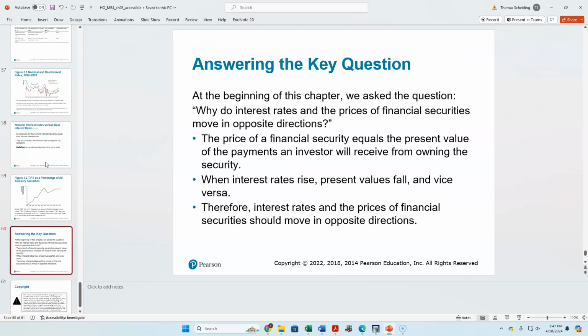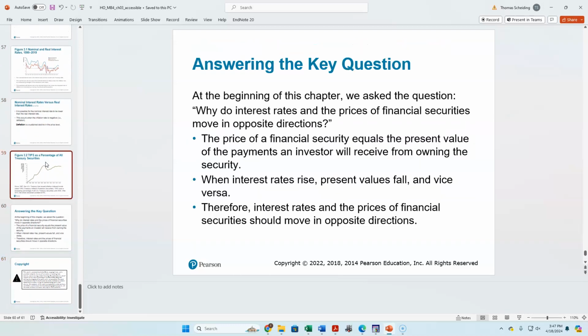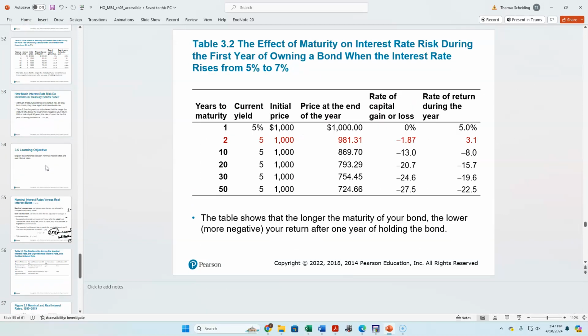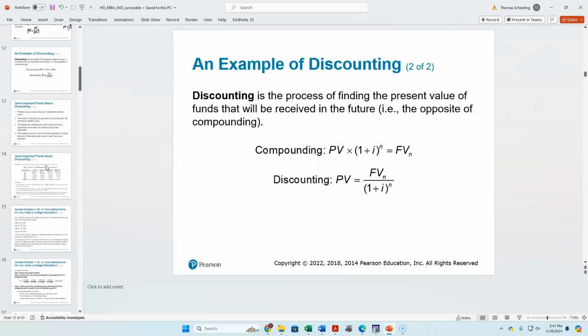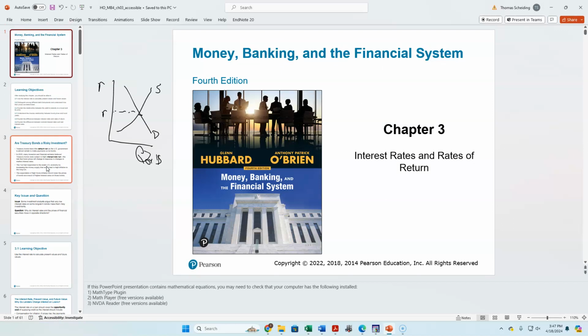Okay, that's it for this chapter. This chapter took a lot. This took almost an hour and 40 minutes to cover, but hopefully at my slow, deliberate pace, interest rates and the rates of return now make a little bit more sense.